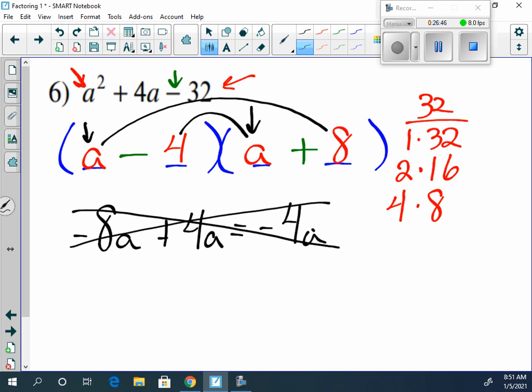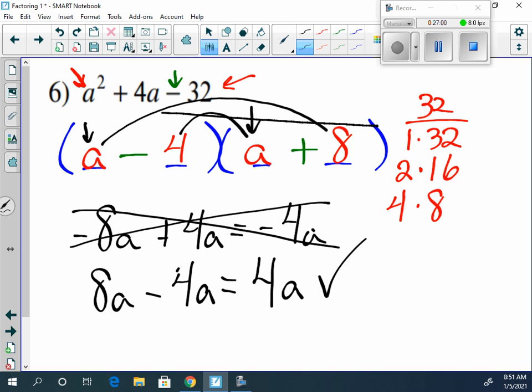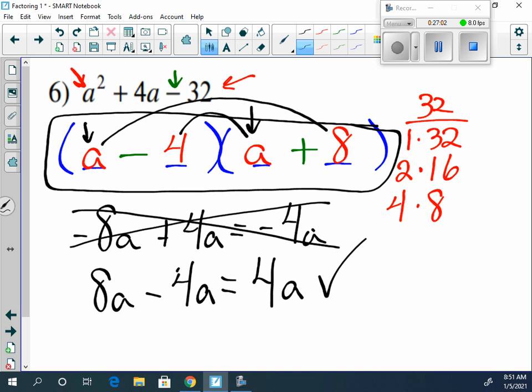So this isn't right anymore. Now we have a times positive 8, which would give us positive 8a. Negative 4 times a would be negative 4a, which gives us 4a, which we wanted. And this here is the correct set of factors.